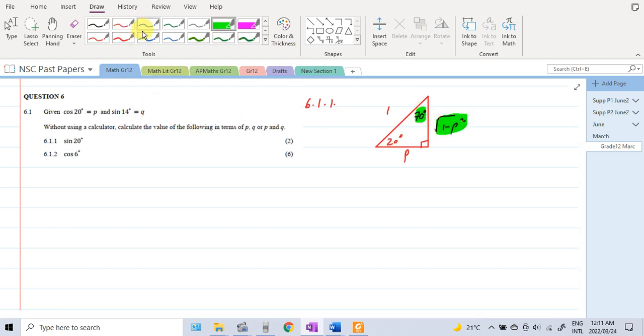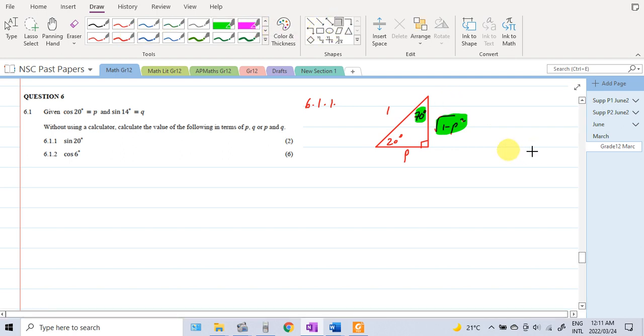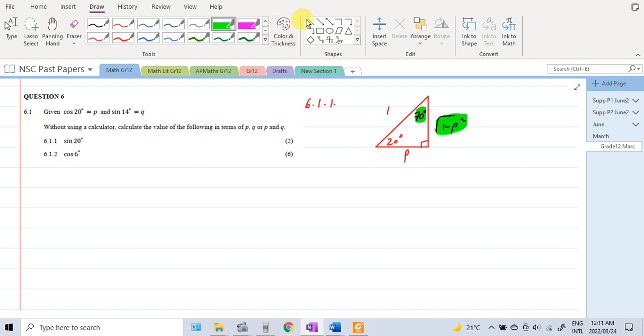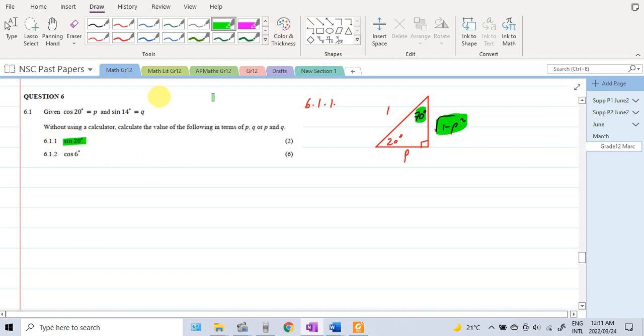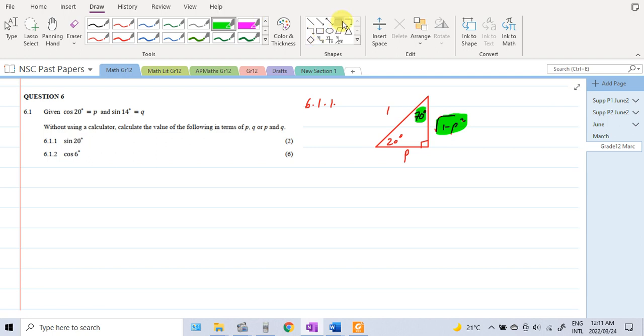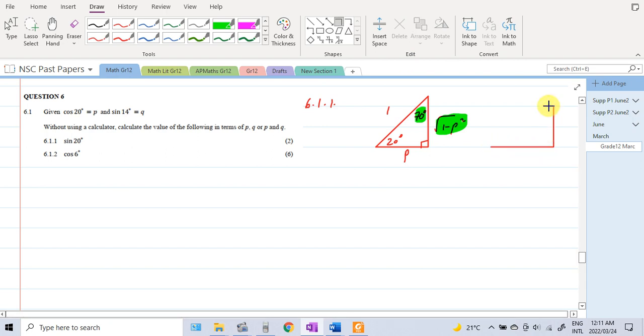So even though they're not, I'm just looking at the question: they're asking for sine of 20, so you need it from the triangle there, right? Sorry about that. Let's draw the triangle. The next triangle we want to draw is the one talking about sine 14. So 14 degrees here, opposite is q over 1, and the adjacent is the square root of 1 minus q squared, and the top angle should be 76 because that's 90 minus 14, right? So 1 minus q squared and 76. So those are your two triangles.